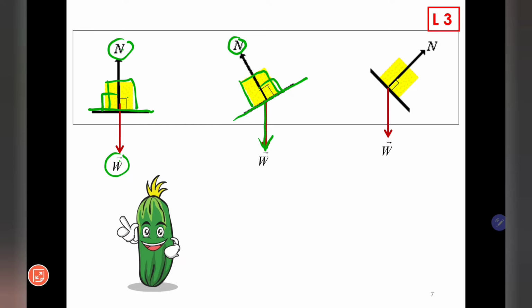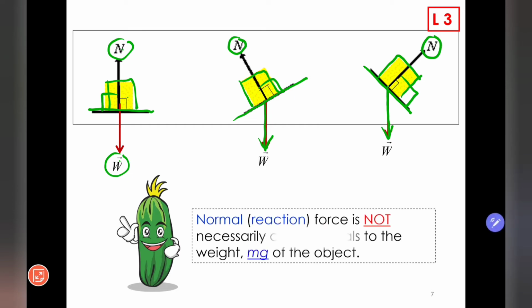Or for the third case, this is the surface and this is the object. So perpendicular to the surface is the force, which is our normal force. And again, weight always directed downwards. So from this, we may conclude that the normal force or the reaction force is not necessarily always equal to the weight of the object. It depends on the situation.